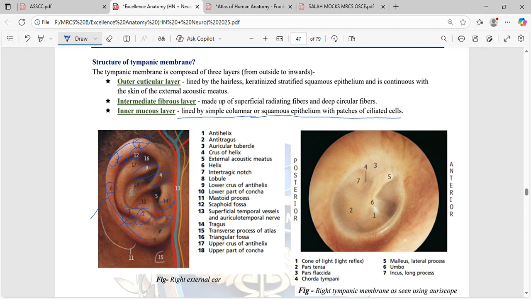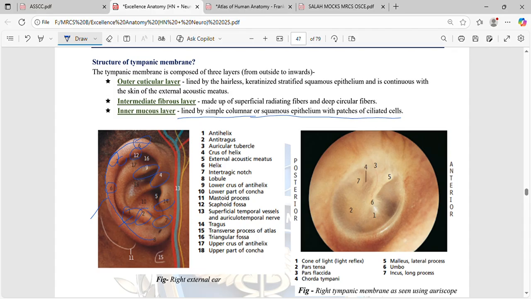Number 9 is the inferior or lower crus of the antihelix, and 10 is the lower part of the concha. 11 is the mastoid process. 12 is the scaphoid fossa, and then 16 is the triangular fossa, and 18 is the upper part of the concha. 17 is the upper crus of the antihelix.